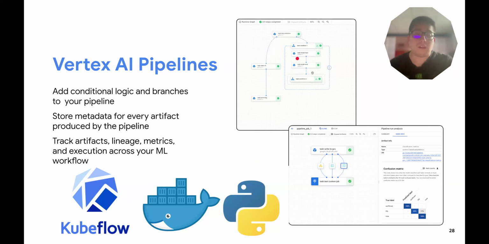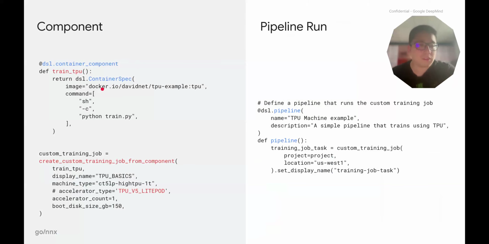So how code in Kubeflow looks like: you define a container component. This is the part where you need to learn Docker to be able to use Kubeflow and Vertex AI pipelines. You define a component. So for example, here is my TPU example that is on a TPU. Here is my code, which is exactly the same code that I downloaded from the Colab. I just took the file, put it into a container, then I define my component. I want to have this kind of machine. The CT5LP is going to give me a TPU. The accelerator type is a TPU v5. I just want one machine and it has 150 gigabytes.